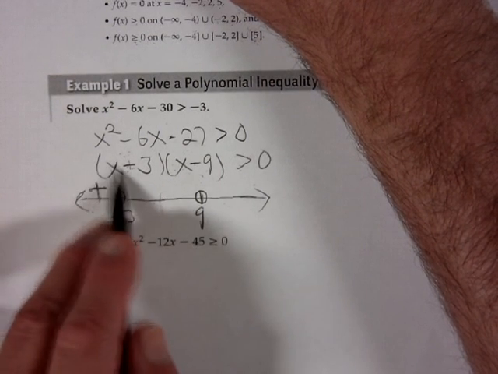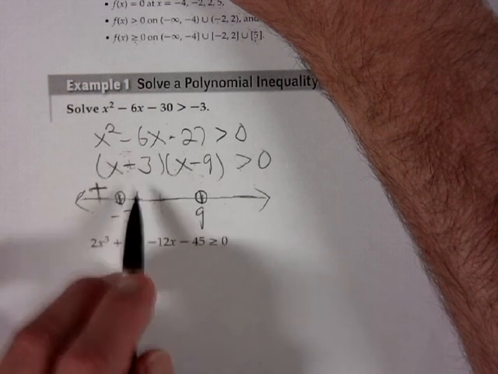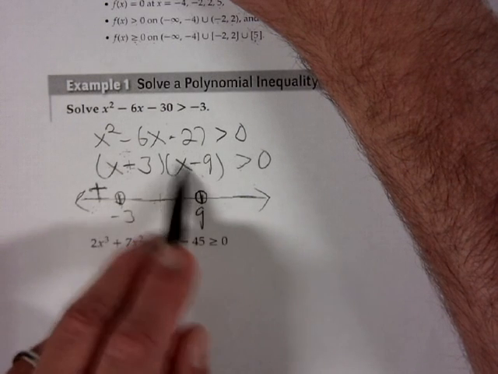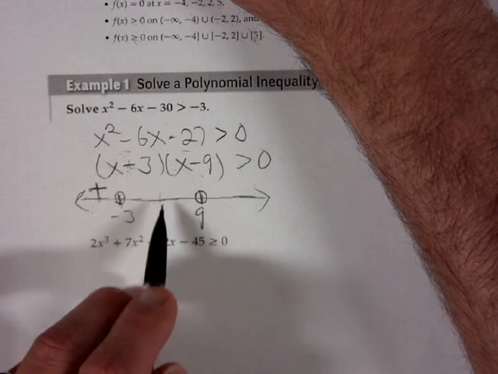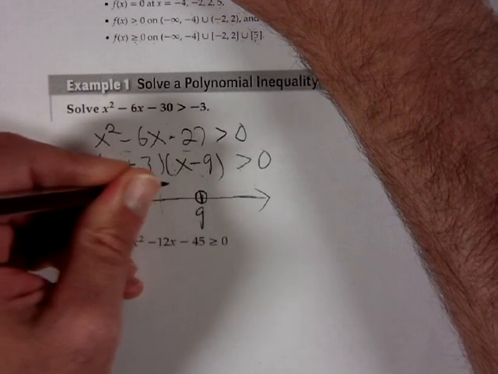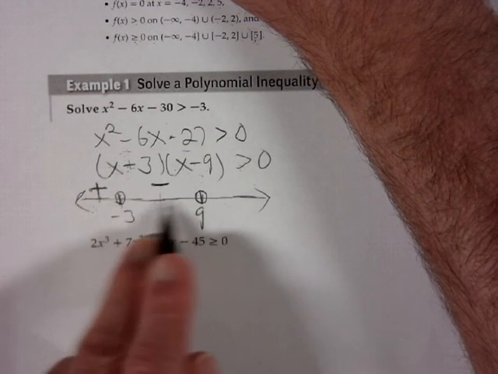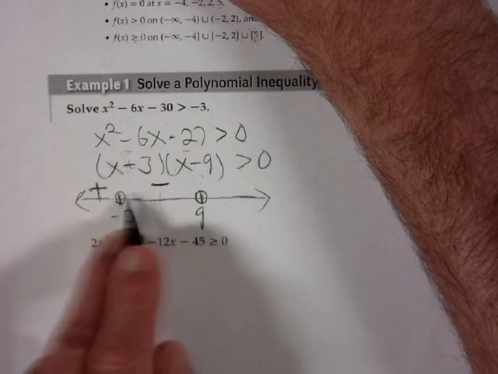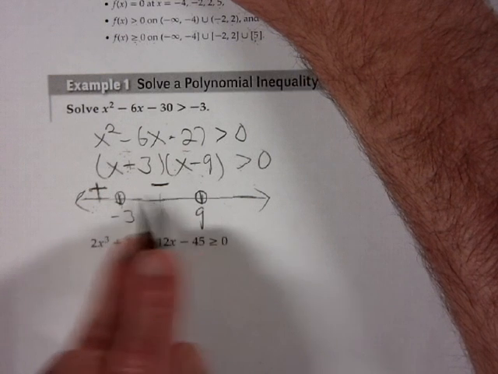If I plug in 0, then that's a positive result, right? If I plug in 0 here, that's a negative result. So positive times a negative would yield a negative number here, right? So anything I plug in between here is going to be negative. Anything I plug in between here is going to be negative, right?